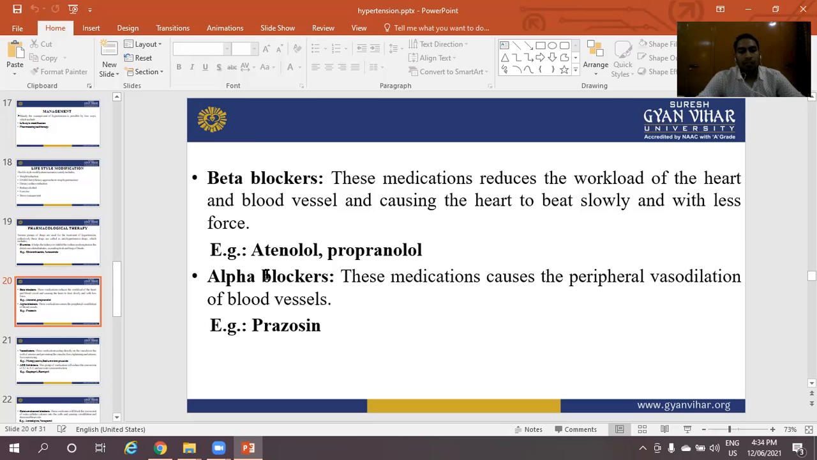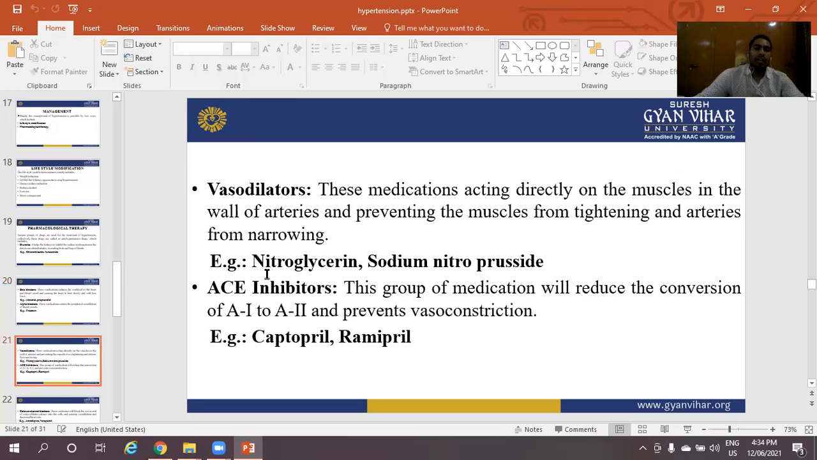Next one, alpha blockers. Alpha blocker drugs act on the alpha receptors. These medications cause peripheral vasodilation of blood vessels. Basically, alpha blocker drugs act on the blood vessels in which the alpha receptors are present. Example, prazosin. These are the alpha blocker drugs.